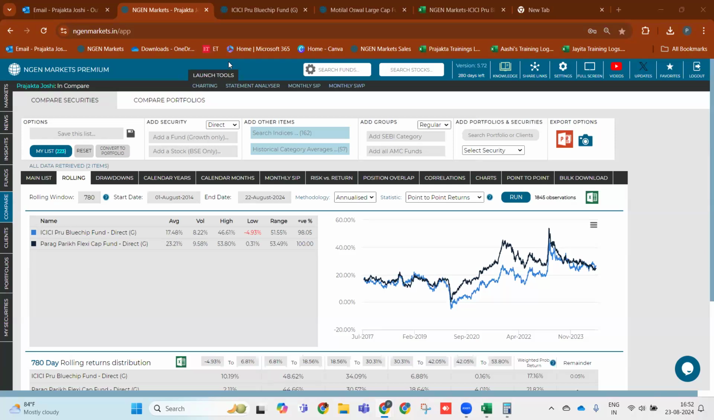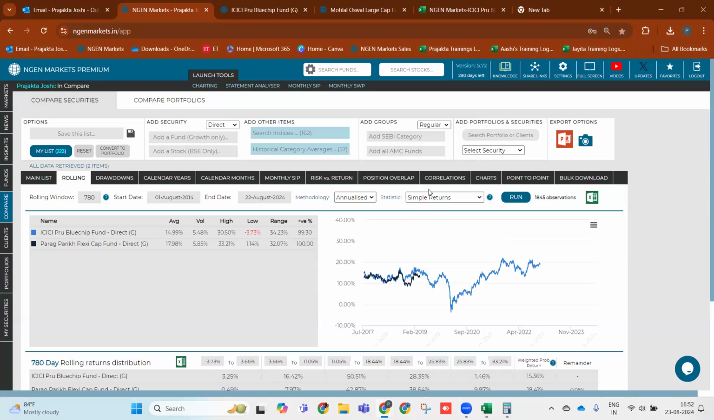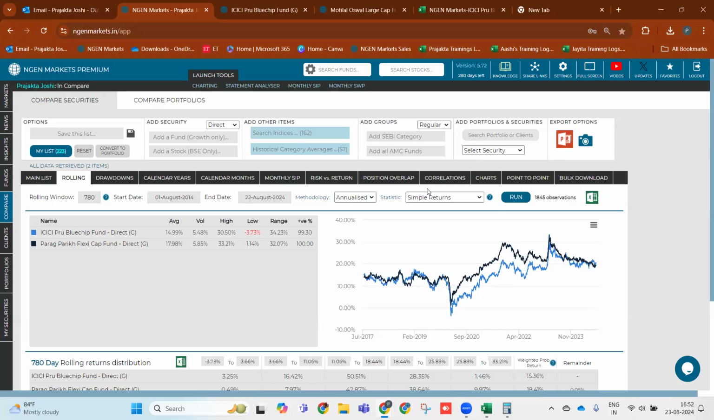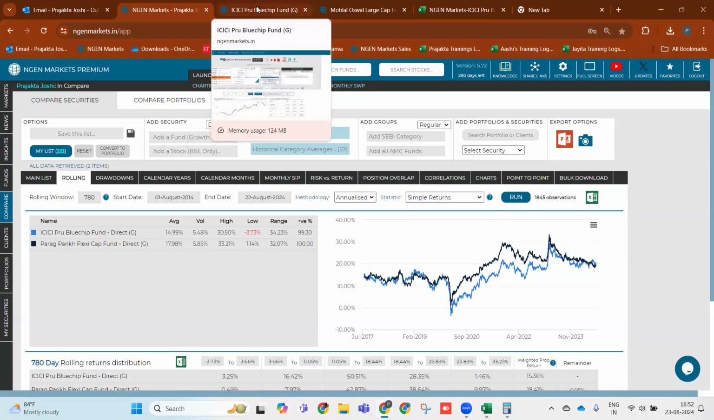Just curious to know, because you are giving that feature here, point-to-point returns for rolling also. I mean, I have not looked into it. I have always looked into simple returns because that is what is most likely going to be the experience of the investor.